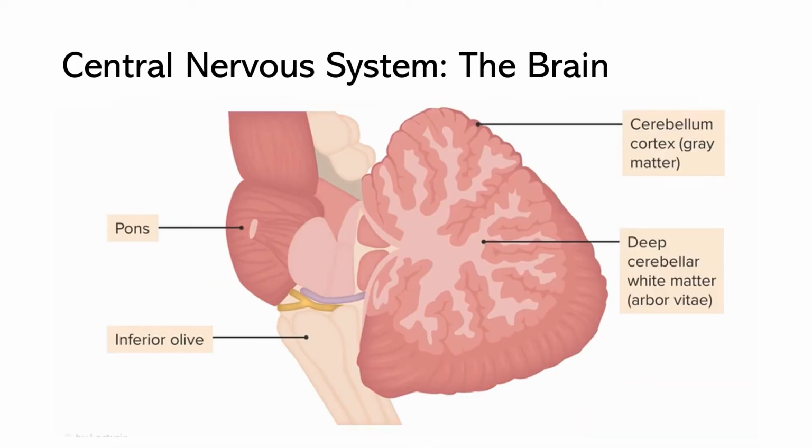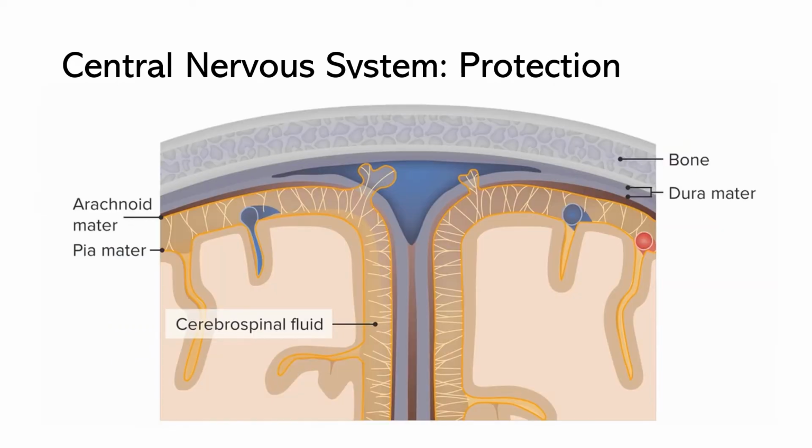The next part is the cerebellum. The cerebellum sits inferior to the cerebrum and posterior to the brainstem. The cerebellum has two major parts. You have the outer cerebellum cortex, which is gray matter, and on the inside you have the white matter, which we refer to as the arbor vitae because of its tree shape.